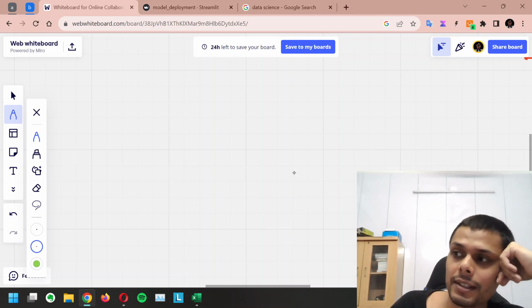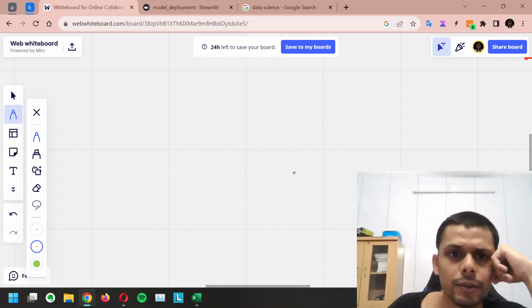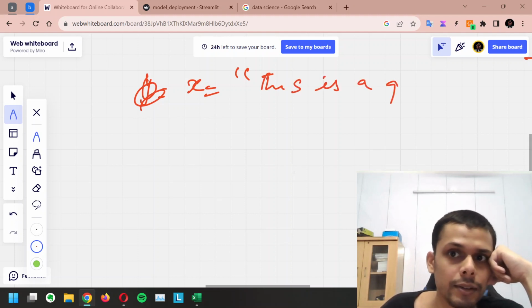Chatbots, or you can say machine translation software, which would do something like this: if you have a string like this, let's not write it as y. Let's have a string. This is a good product.